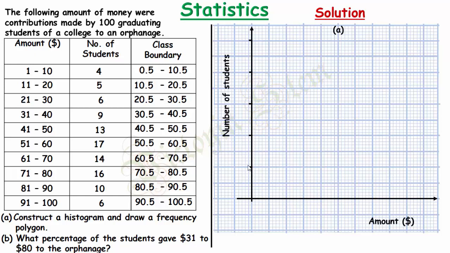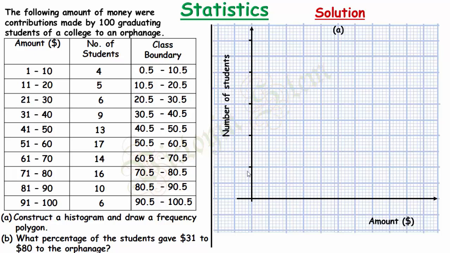I have the vertical axis, which signifies the number of students that gave the donation to the orphanage, whereas the horizontal axis, which will signify the class boundary, will be given the name amount, because that was what was given to us in the question. So I prefer to work with amount in dollars. So I will need to calibrate my vertical axis to suit the number of students that I have, which is equivalent to the frequency. The maximum value I have under the number of students here is 17, and the smallest number here is 4. So I have to pick values for the calibration of the vertical axis in ways that all these values will fit in properly.